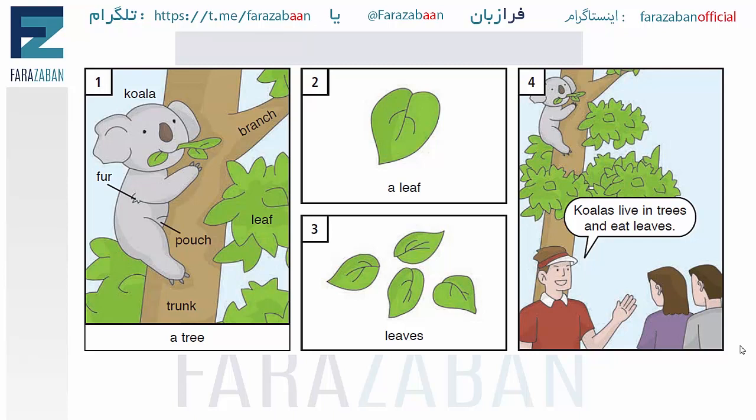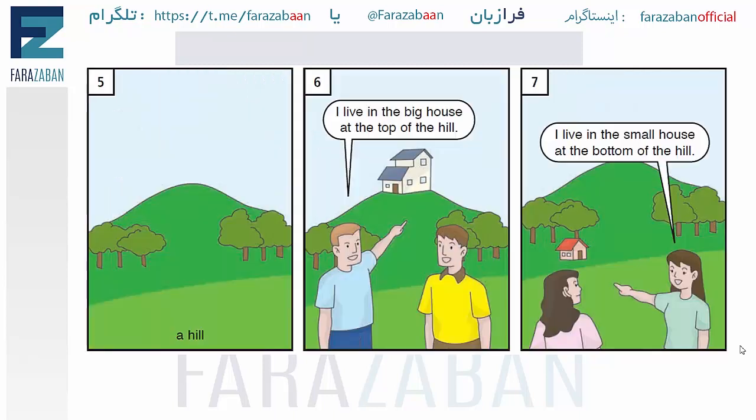Branch شاخه درخت. Leaf یه دونه برگ. Trunk تنه درخت. That's a tree. Branch, leaf, trunk. In number 2, a leaf. جمعش leaves. این جمع بیقاعده است. A leaf, leaves. Koalas live in trees and eat leaves. کوالاها در درخت‌ها زندگی میکنن و برگ‌ها رو میخورن.